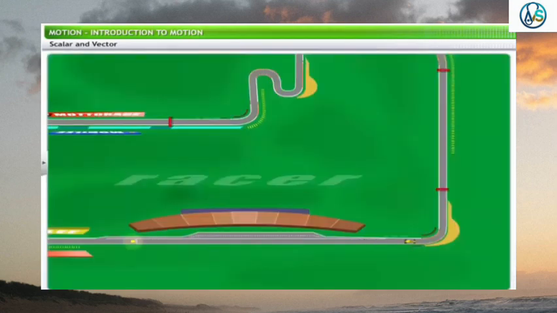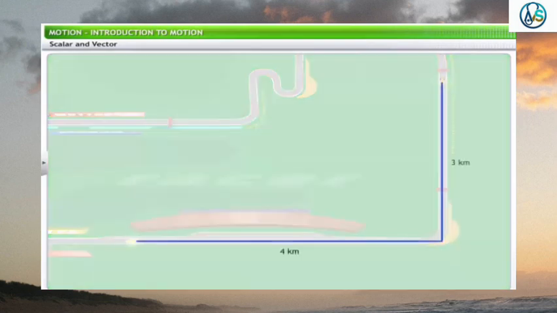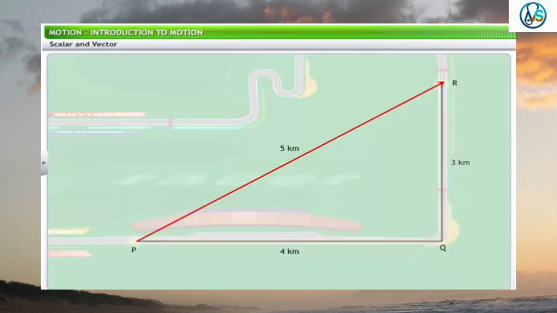Let's look at a car in the race. A yellow car is currently at a distance of 7 kilometers from the starting line. However, if we measure the straight line from the starting line to the position of the yellow car, it is positioned at a point just 5 kilometers towards the northeast direction. Here, the distance of 7 kilometers is scalar, whereas the displacement of 5 kilometers towards the northeast is a vector.